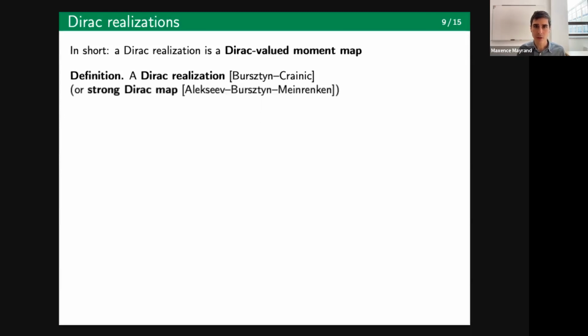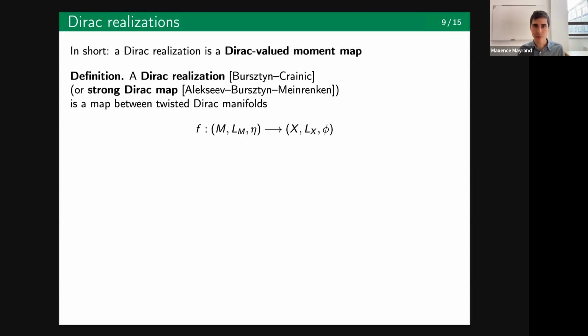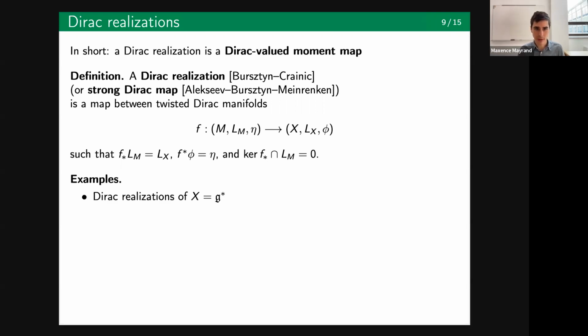So a Dirac realization, or sometimes called a strong Dirac map, is a map between twisted Dirac manifolds, such that it's a forward Dirac map. There's a notion of the push forward of a Dirac structure. The push forward of the Dirac structure on M should be the Dirac structure on X. Compatibility with the three forms. And this is the non-degeneracy condition that the kernel of the differential of this map should intersect the Dirac structure trivially.